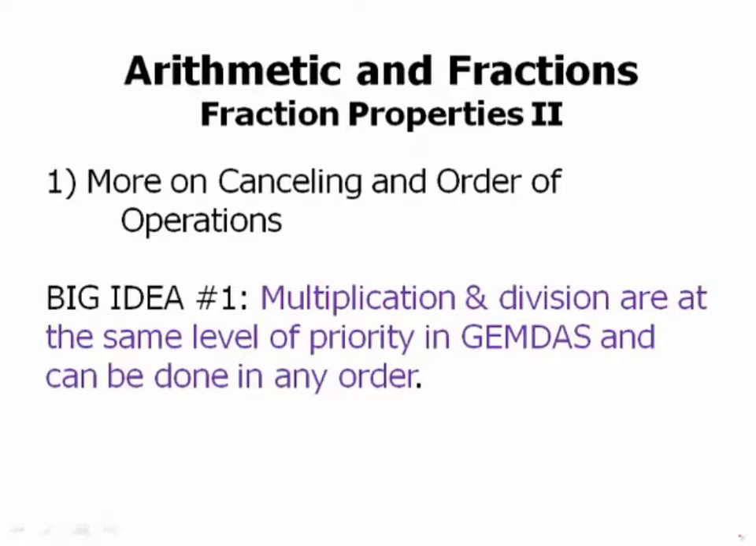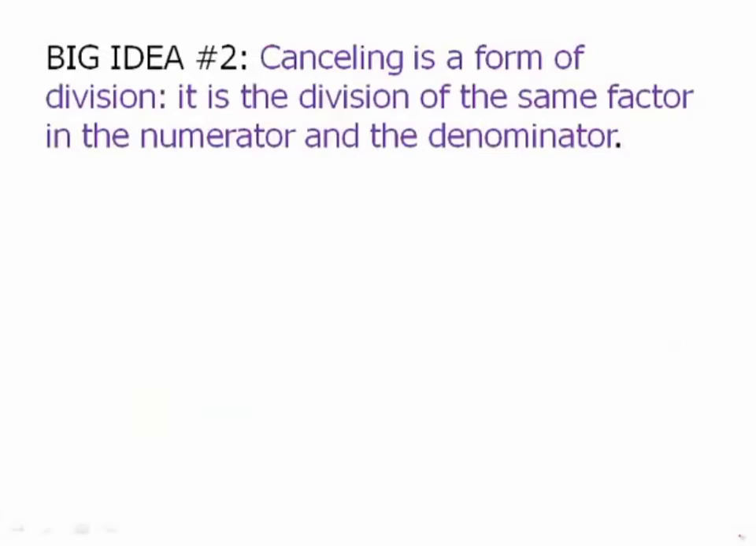Big idea number 1: multiplication and division are at the same level of priority in GEMDAS and can be done in any order. GEMDAS is the acronym I use for order of operations. If this is unfamiliar to you, you can watch the order of operations video. But the big idea here is that multiplication and division are at the same level of priority and can be done in any order. Big idea number 2 is that canceling itself is a form of division.